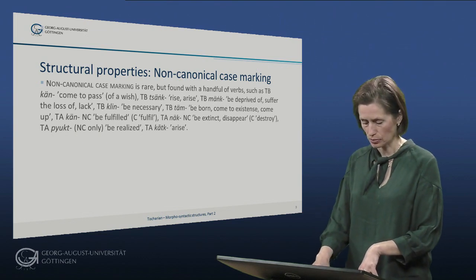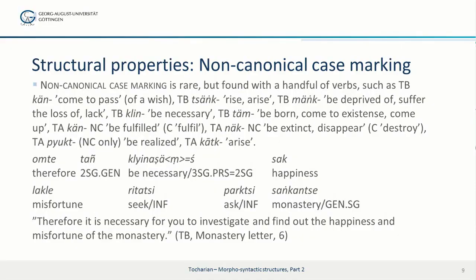So here is an example. Therefore, it says, omte, it's necessary. And you see here, it's the third singular. So in a non-canonical case construction, we have the impersonal constructions, because in some languages the verb agrees with the non-canonical case. But here it doesn't. So we have an impersonal construction. And so it is necessary for you, in genitive.